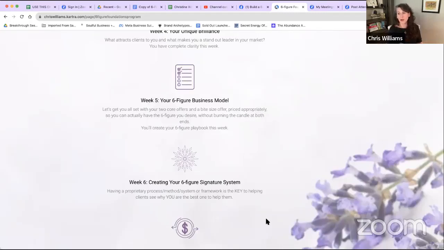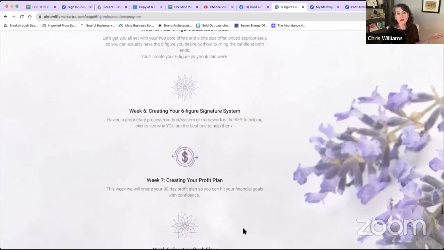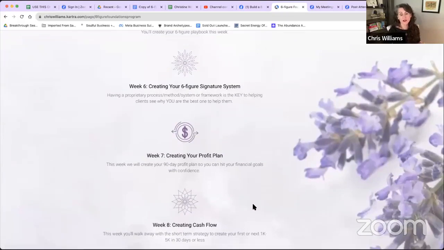Either they're not charging enough, or they don't have core offers, or they just haven't even thought about and done the numbers to see if they can actually get there. We're also going to create your 6-figure signature system. And this is one of the things that a profitable business, especially a 6-figure business, cannot be without. This is your proprietary process. This is what is going to allow you to take the weight off of your shoulders and sell yourself. And instead, you get to make your signature system the hero.